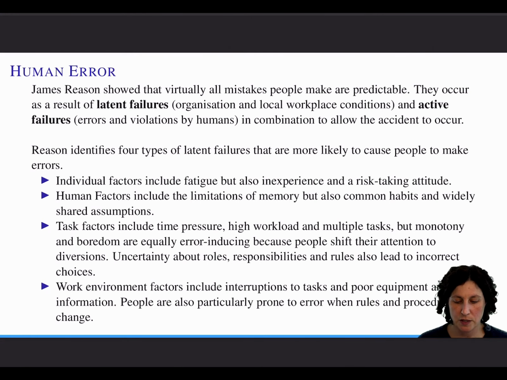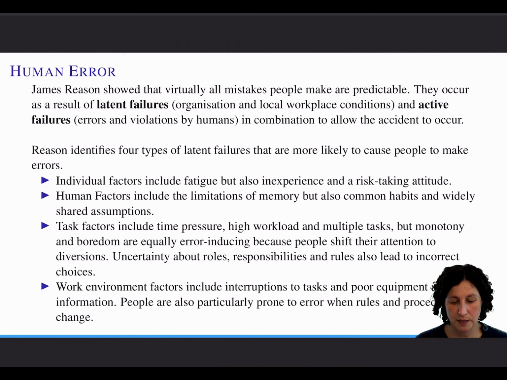So individual factors of latent failures are, for instance, fatigue. If we are already tired and we still have to carry on with something, we are very likely to make a mistake. If we have not much experience with something, we are more likely to make a mistake than when we are already very good at something. But of course, if we're very experienced with something, then it might be that we're already doing things automatically, which again increases our likelihood of making mistakes. And another individual factor is in fact risk-taking. So some people are more willing to take something easy or try something new out than others. And this is in fact a type of risk-taking behavior which can also be attributed to making more mistakes.